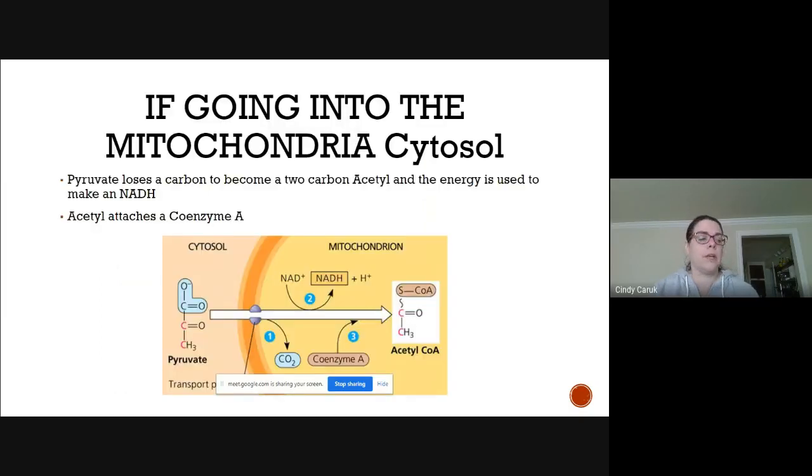Okay. So going into the mitochondria, the pyruvate is going to lose a carbon as carbon dioxide. It becomes a 2-carbon molecule called acetyl. The energy from breaking the bond is used to reduce NAD plus to NADH. And then coenzyme A is attached to this. So that acetyl-CoA is made going into the mitochondria. We kind of simplified it here with one transport protein.